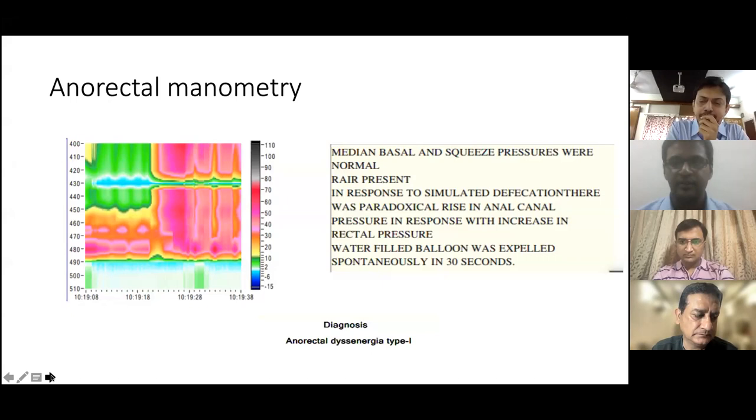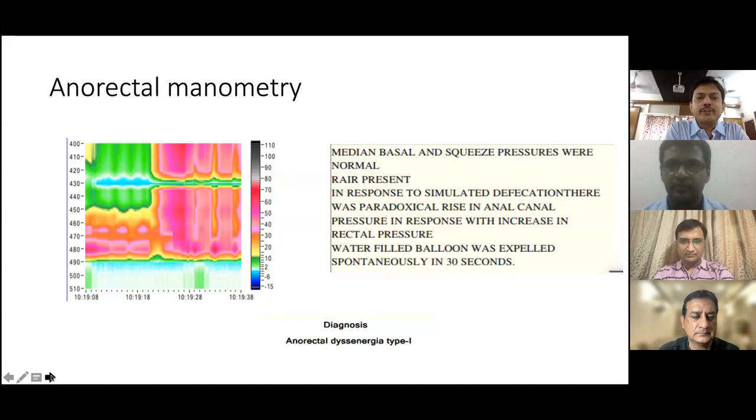So one is to confirm your diagnosis. Any other advantage of doing these tests? So if we do an anorectal manometry, we can advise biofeedback therapy, which would be the mainstay of management in this patient. And reassurance to the patient. So reassurance, biofeedback, and to confirm the diagnosis. Okay, go ahead. So here you have the anorectal manometry, John. So you want to interpret this?